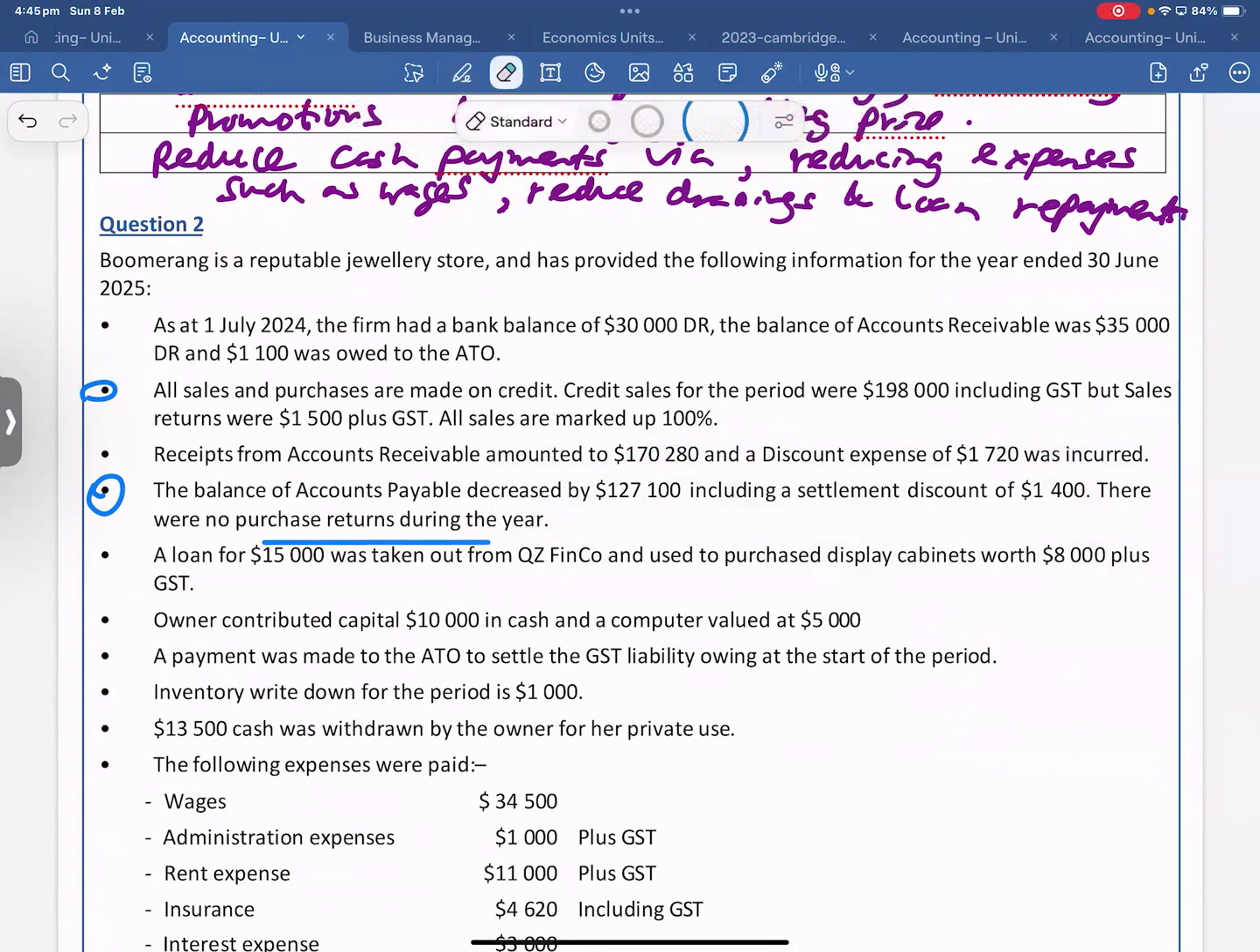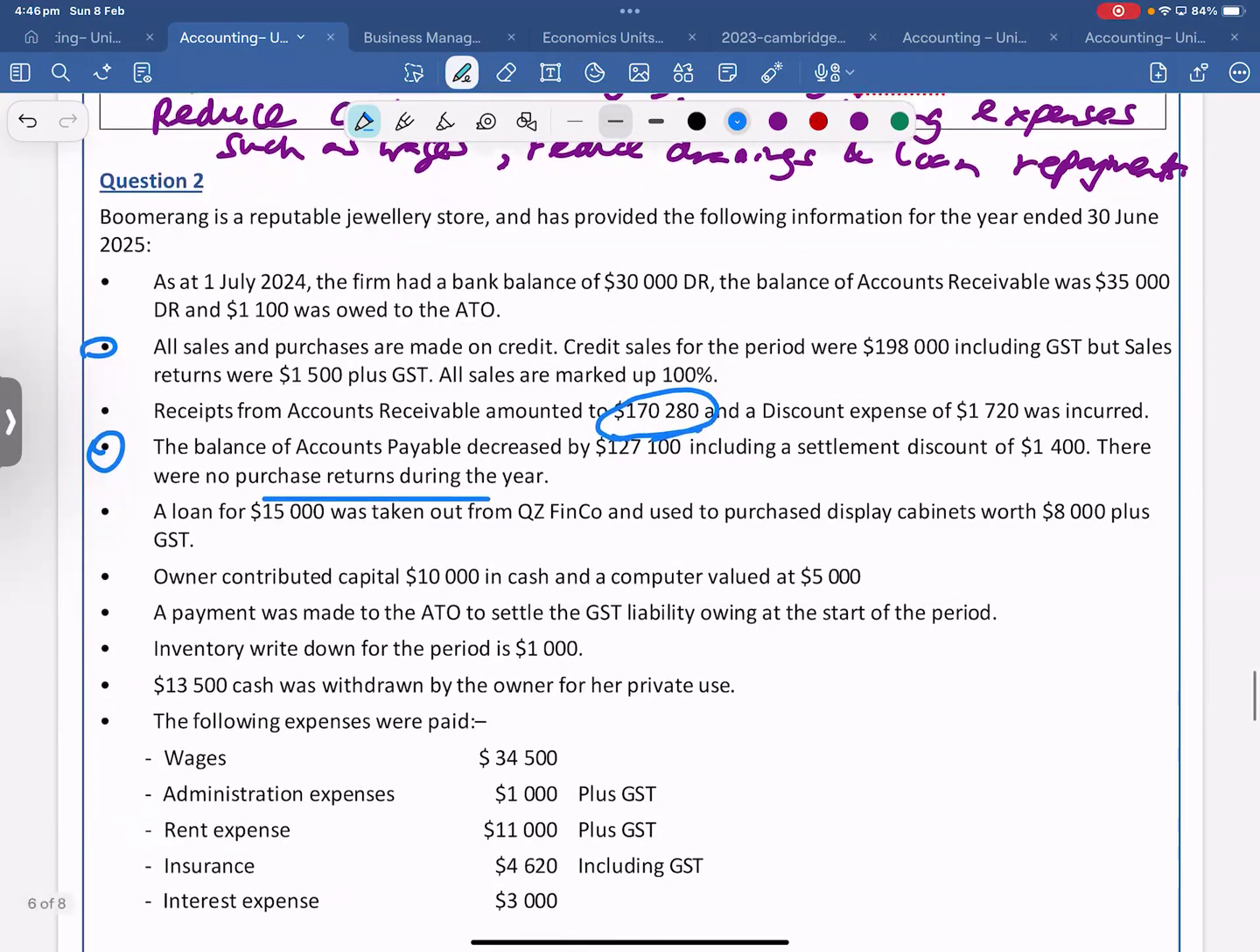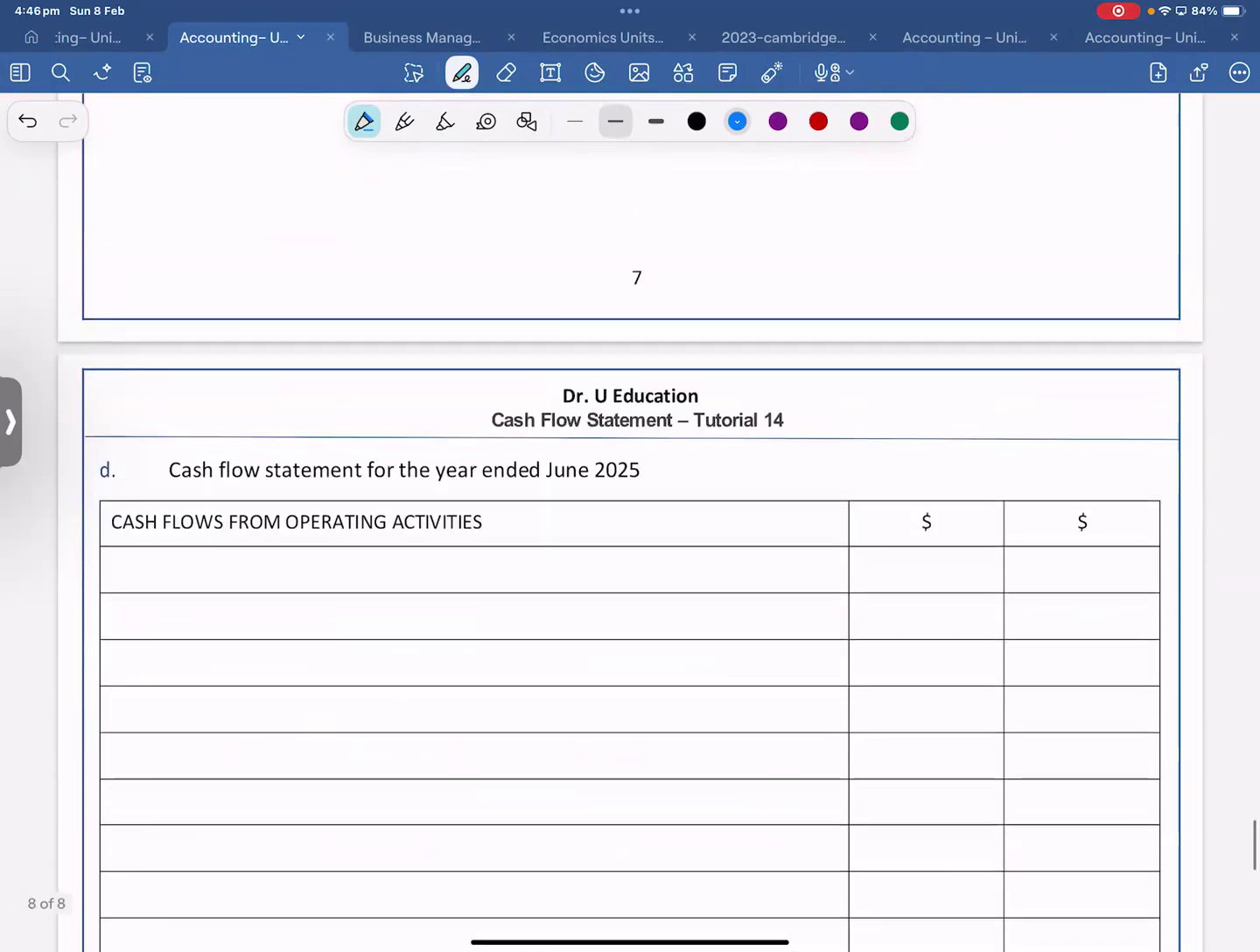172,800. And a discount of 1,720 was incurred. So does this 172,800 include the discount, or is it the net cash we received? Net cash received, yes. So then we write here.